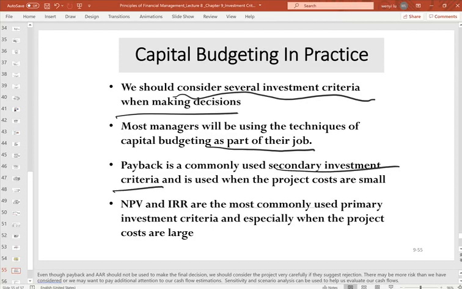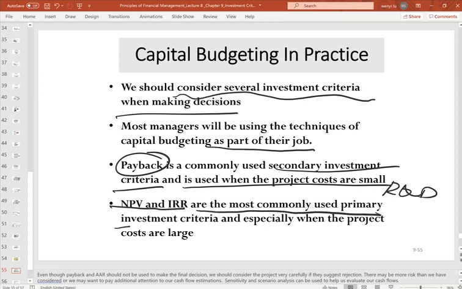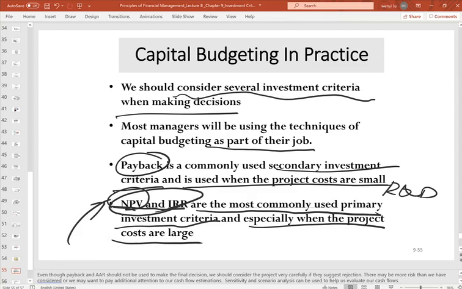The payback period is commonly used as a secondary investment criterion. It's used when the project costs are small. If the project costs are high, it is a long-term project, such as R&D, and this method will not be useful anymore. NPV and IRR are the most commonly used primary investment criteria. They are the most popular and most useful, especially when the project's costs are large. We will see how much value you can create for the owners using these projects.